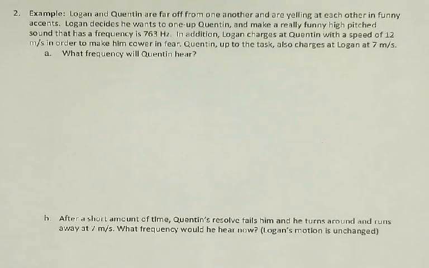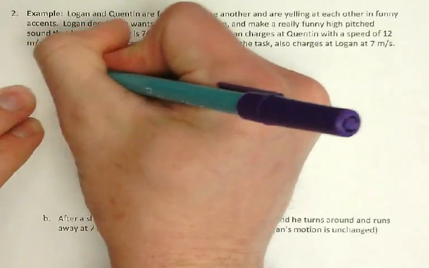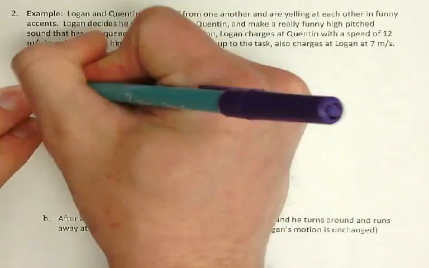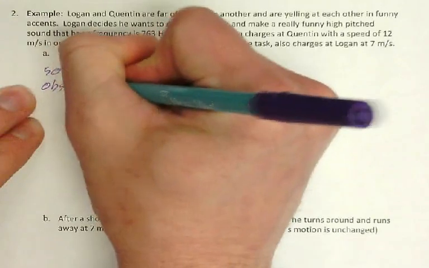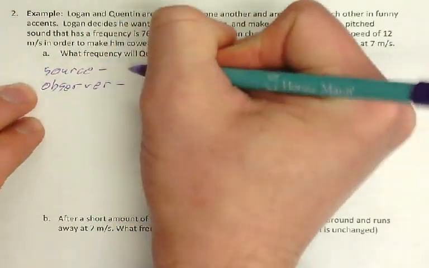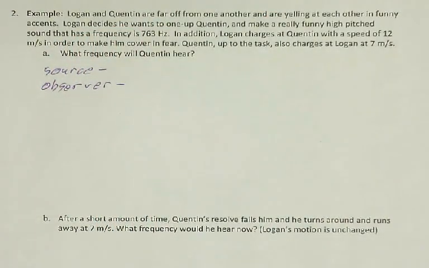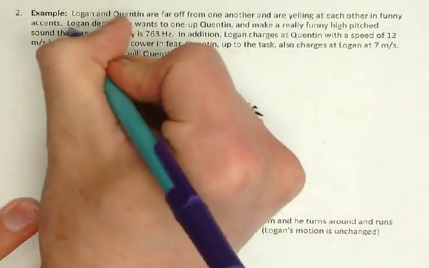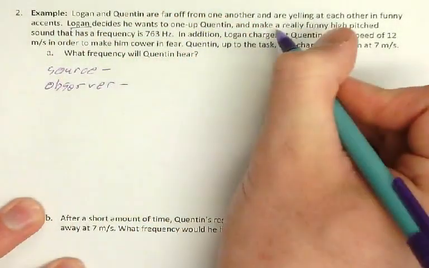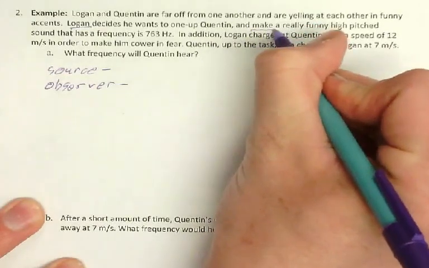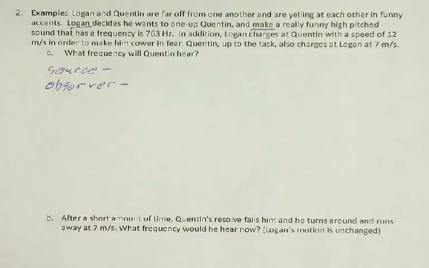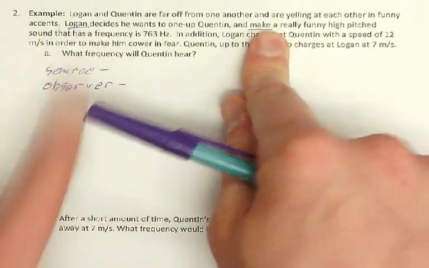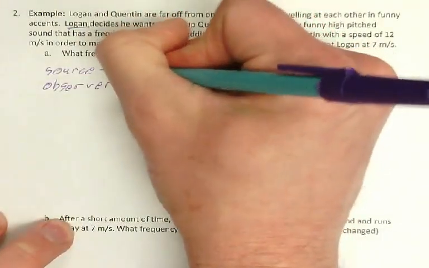All right, first thing we need to do before anything else, we need to decide who's the source, and we need to decide who's the observer. The good news is there's only two options. It's either Logan or Quentin. So we have to decide who makes the sound. So Logan decides he wants to one-up Quentin and make a really funny high-pitched sound. So Logan makes the sound. That means he is the source.